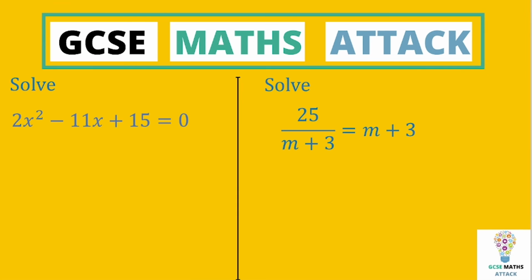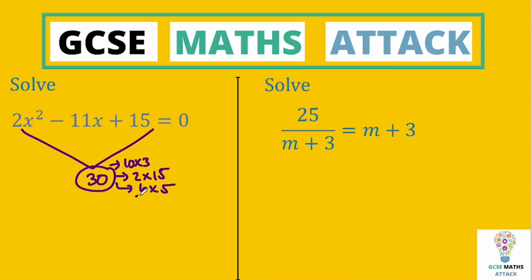Right, guys, so pause the video and have a go at these two beautiful questions, and I shall go through them in a minute. Okay, so I'm assuming you've gone through these questions. Let's begin. So 2 times 15 is 30, okay? Factors of 30 would be 10 times 3. The next one would be 2 times 15. And the next one will be 6 times 5. 6 and 5 look more appropriate.